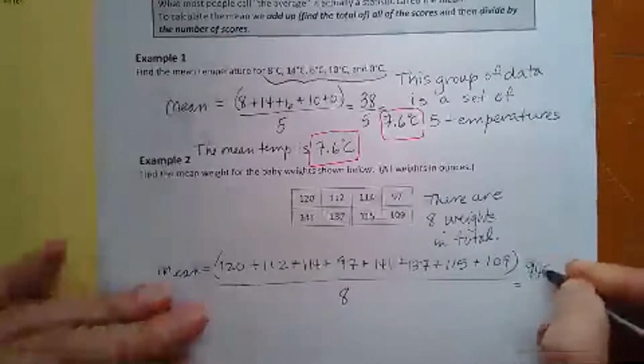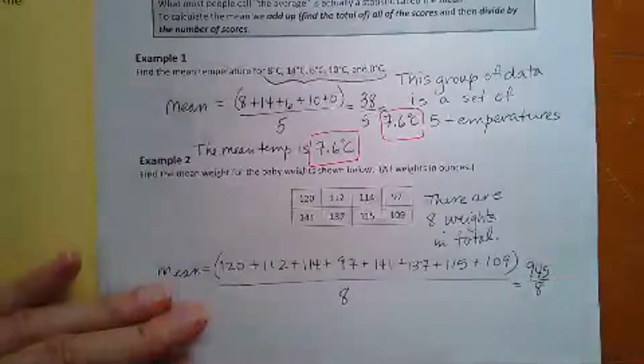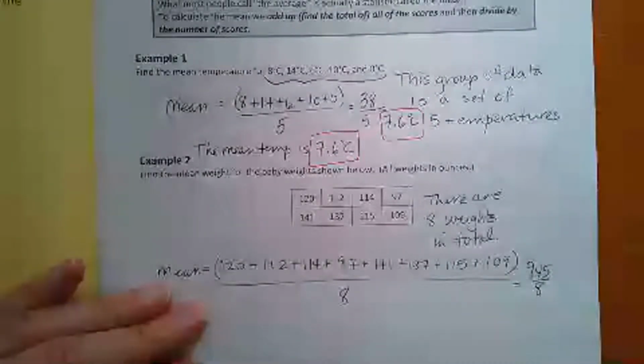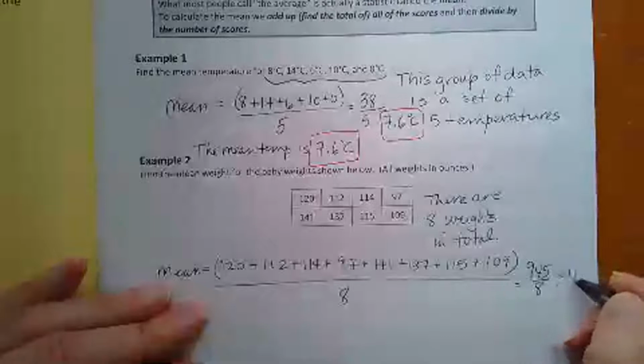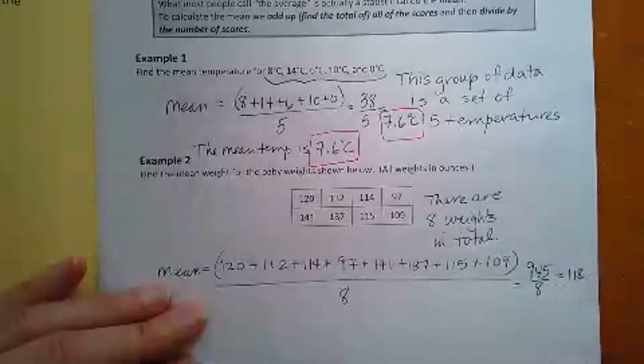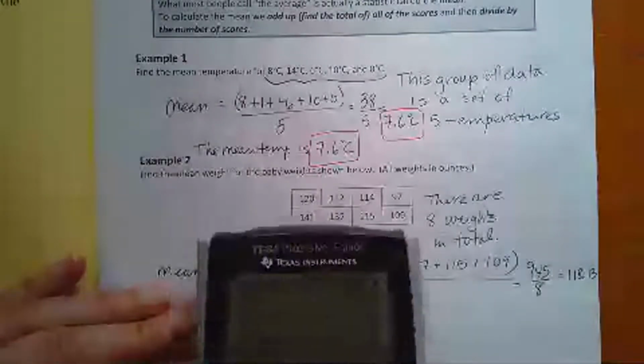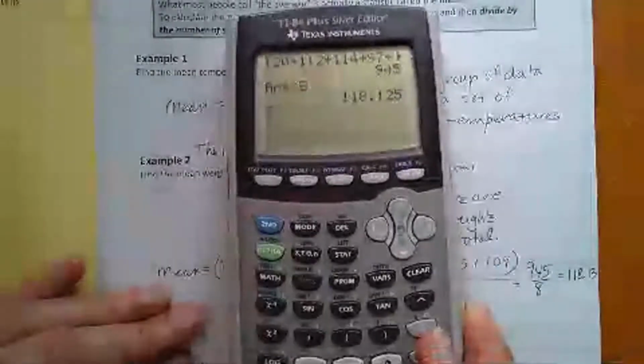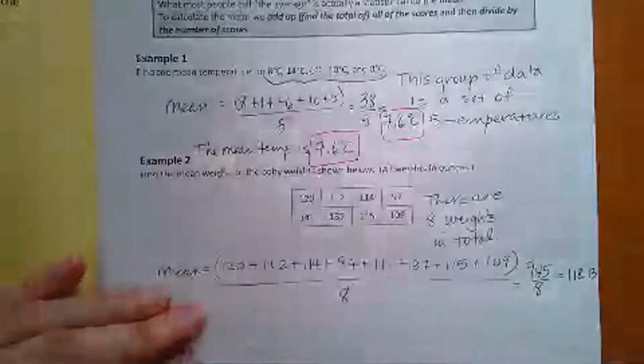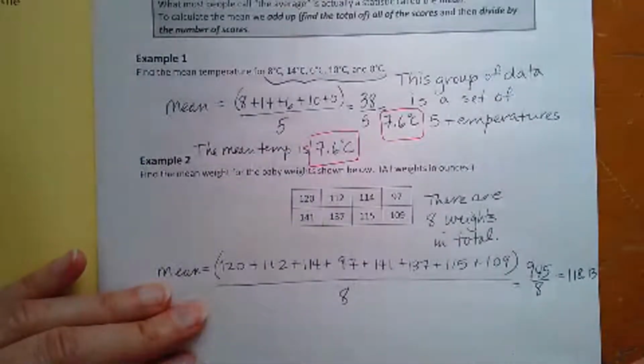So I got 945 on the top, and I still have my 8 on the bottom. So this time I get 118 point. I'm going to round to 2 decimals. This was my actual answer, 0.125. But when I round, I will round to 0.13.